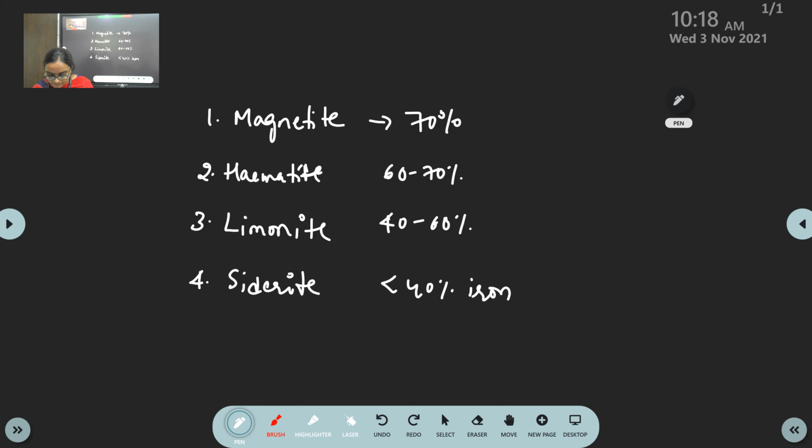Next, where do we find this copper? It is found in Jharkhand, Andhra Pradesh, Himachal Pradesh, West Bengal. Karnataka is a minor producer of copper: Chitradurga and Hassan districts.